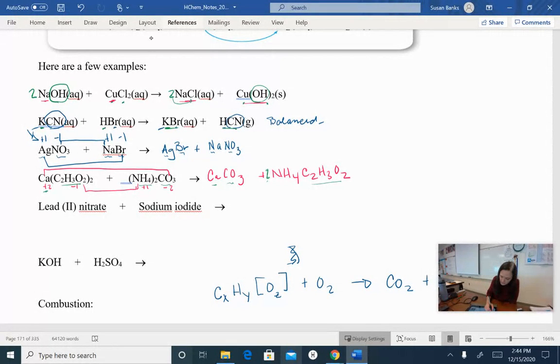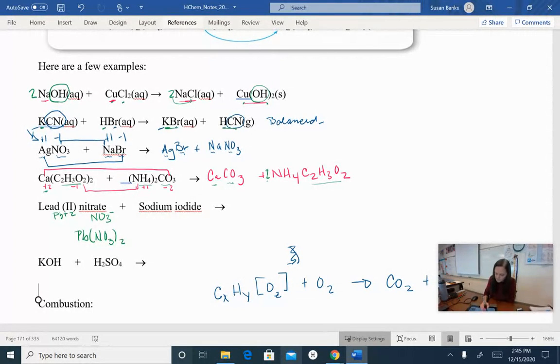Okay, there we go. All right, lead 2. That means this lead is charged plus 2. Nitrate, if you have your polyatomic sheet handy, is NO3 negative 1. So what ratio of positive 2 plus negative 1 do I need? Did you say 1 lead and 2 nitrates? If you did, you're correct. 1 lead and 2 nitrates.